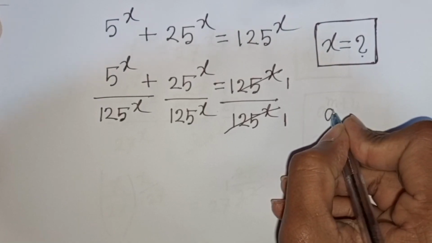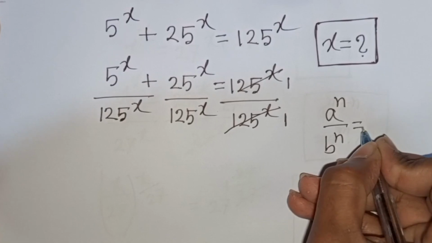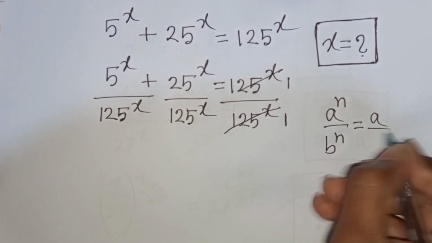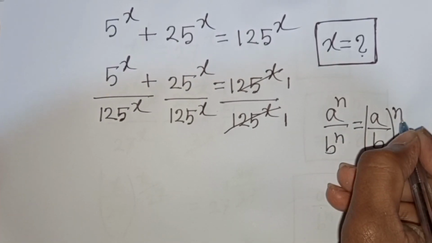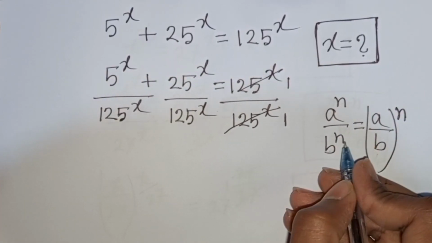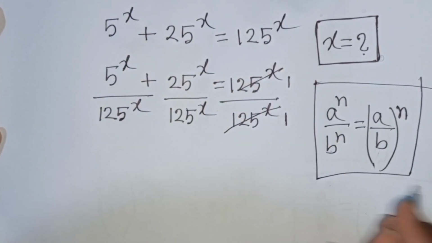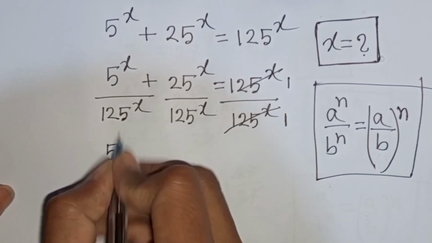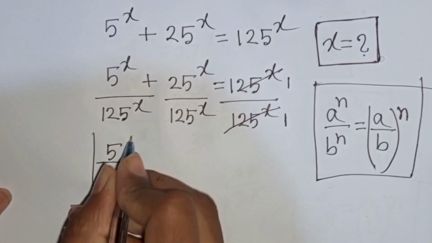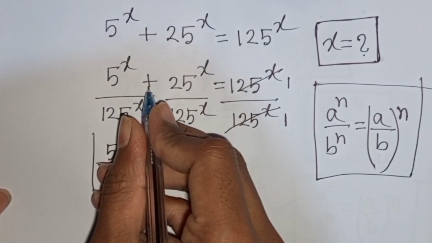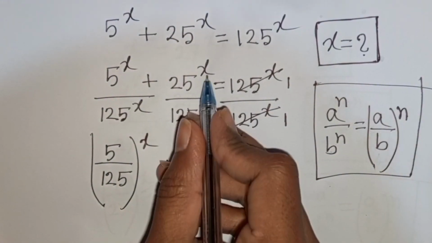So remember this formula: a power n over b power n is equal to a over b, then bracket common power n. That means n, same power but different base. So according to this exponential rule, we can write here 5 over 125, then bracket common power x, plus again x, same power but different base.